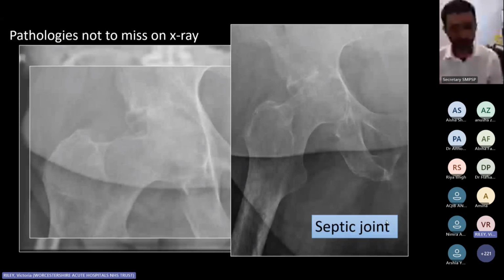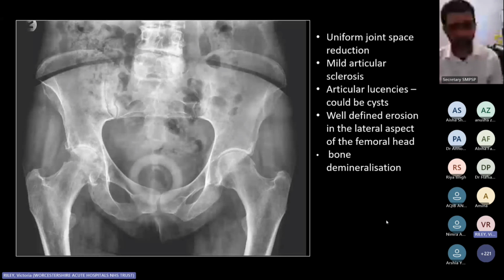Osteoarthritis is a joint space reduction that takes time. So if you've got rapid loss of joint space over a short period of time, then you must think that maybe there's an underlying inflammatory process that's destroying the cartilage. So non-uniform joint space reduction. This patient here has got a little bit of sclerosis, but they've got articular lucencies. Now you may look at them and think, oh, could they be cysts? But actually this is a well-defined defect.